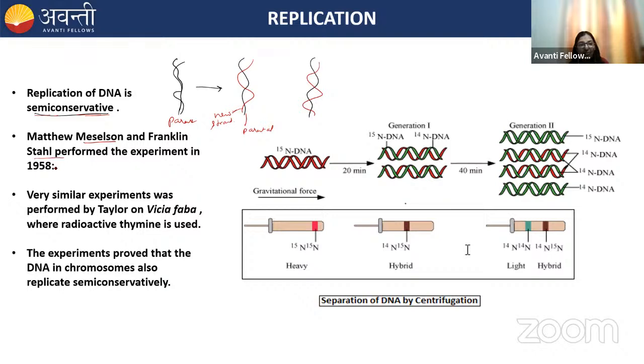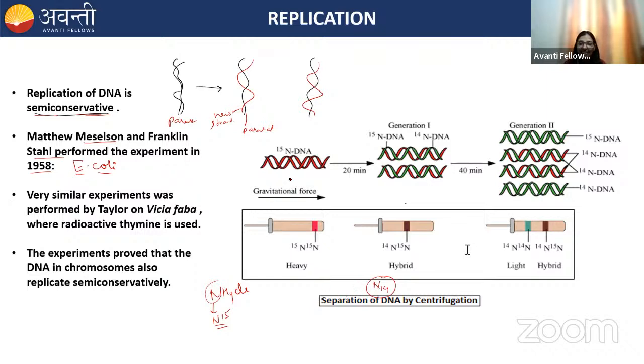Meselson and Stahl performed the experiment in 1958 on E. coli. And they also concluded that the DNA replication is semi-conservative in nature. What they did, they grew the E. coli in a medium containing ammonium chloride, but here the nitrogen is N15, which is a heavy nitrogen isotope. After that, they transferred this E. coli into a medium containing N14, and N14 is a light nitrogen isotope.